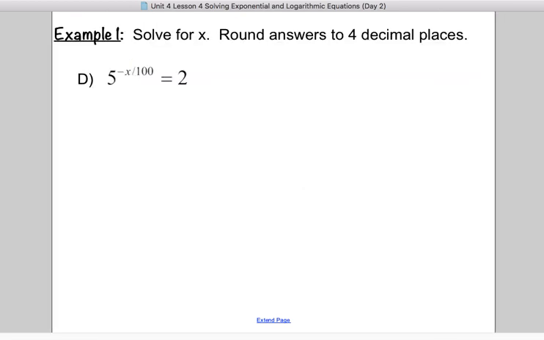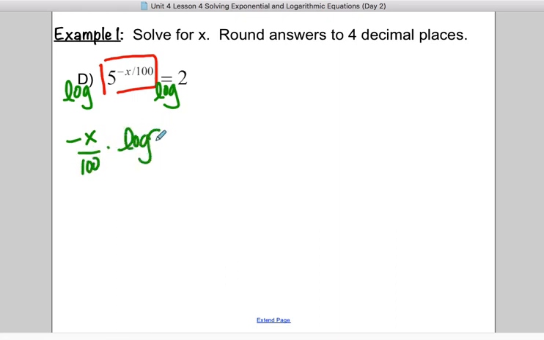1D, I go ahead and I see this one. My first goal is to check, is the part that has the variable as an exponent isolated? In this case, there's nothing in front, so yes, it is. So that means I can log both sides. Okay, so I'm going to take my exponent and put it in front. It's really negative x over 100, so I'm going to write it as negative x over 100 log of 5 equals log of 2.